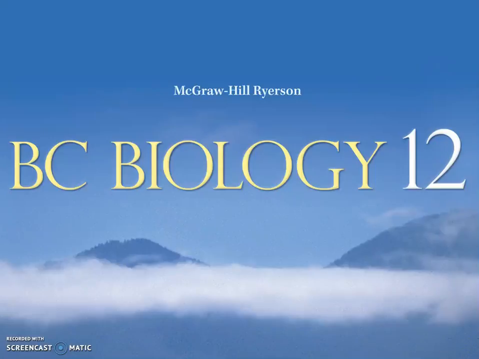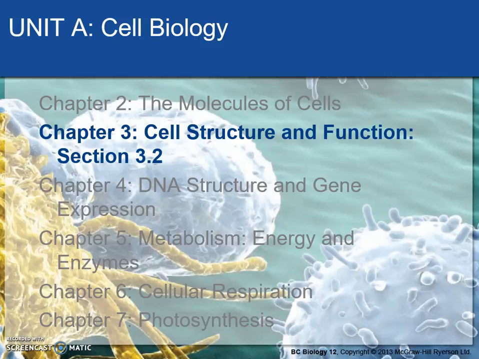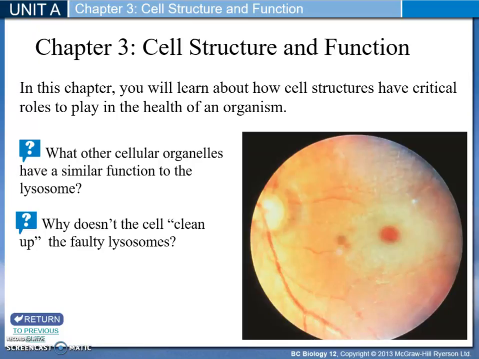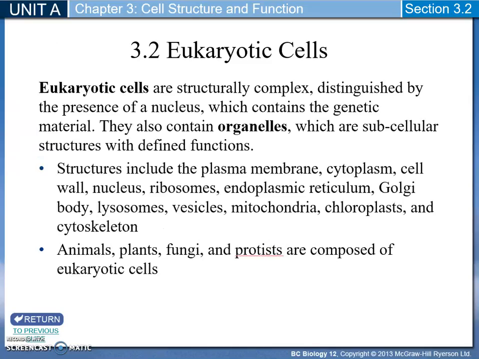This video is going to look at section 3.2, and so once again we're going to be looking further at cell structure and function, and in particular we will look at the anatomy of a eukaryotic cell. So we'll look at some of the structures that you will find in eukaryotic cells, in both animal and plant cells. Eukaryotic cells are structurally complex.